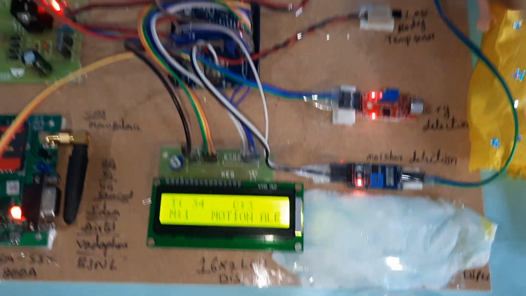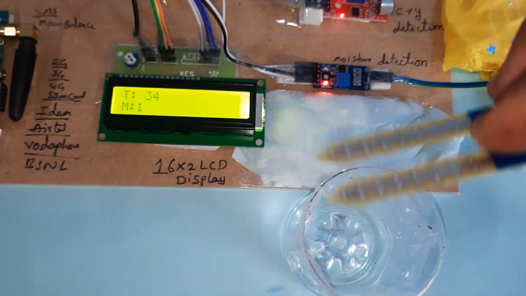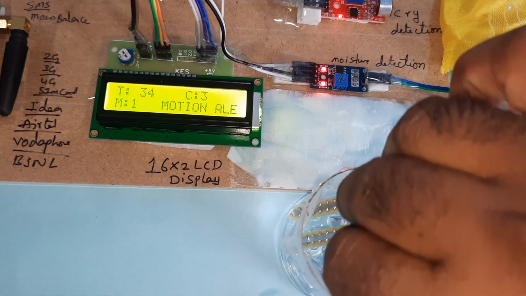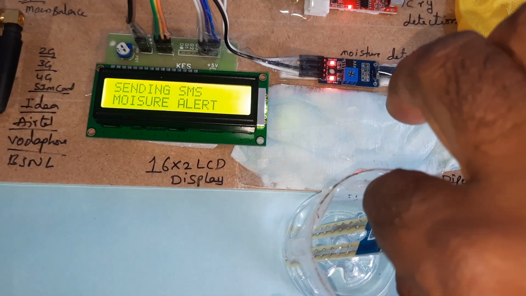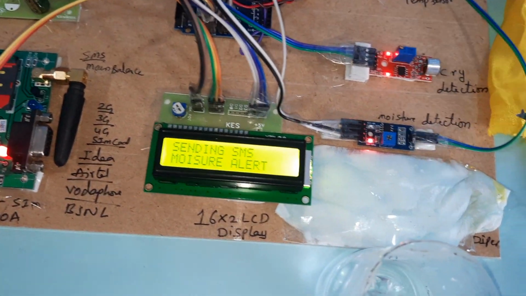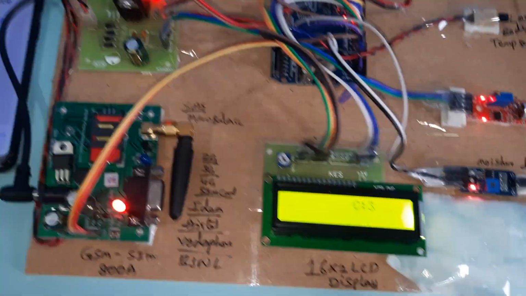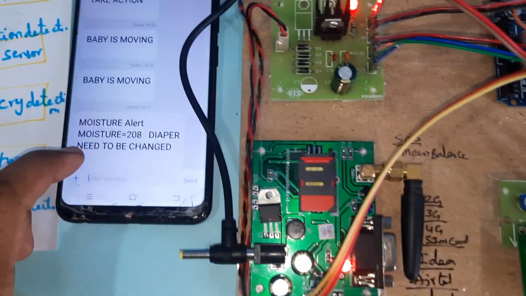Now I'm going for the diaper detection. Here I'm using some bore water. Moisture detected. Diaper detection, diaper needs to be changed. Moisture alert, diaper needs to be changed.